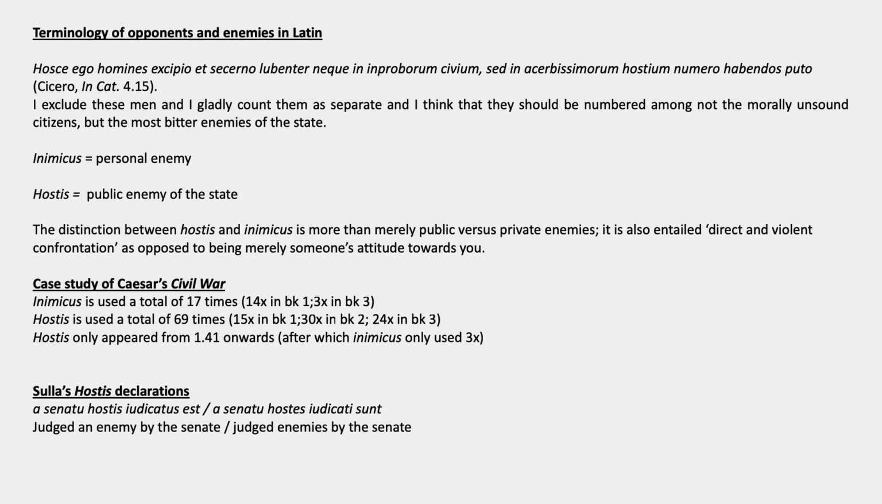And we can see this being used, for example, in Caesar's Civil Wars. So he uses inimicus, so personal opponent, 17 times, mainly in Book 1. But he uses hostis 69 times, spread out throughout the books: 15 times in Book 1, 30 times in Book 2, and 24 times in Book 3. Hostis only appears from Book 1, chapter 41 onwards, after which inimicus doesn't appear until the 3 instances in Book 3. So he's making a definitive switch between his opponents being just personal opponents and being actual enemies of the state.